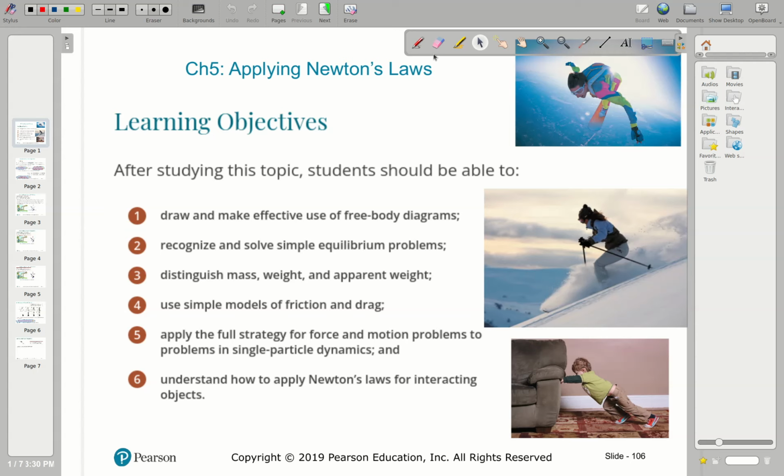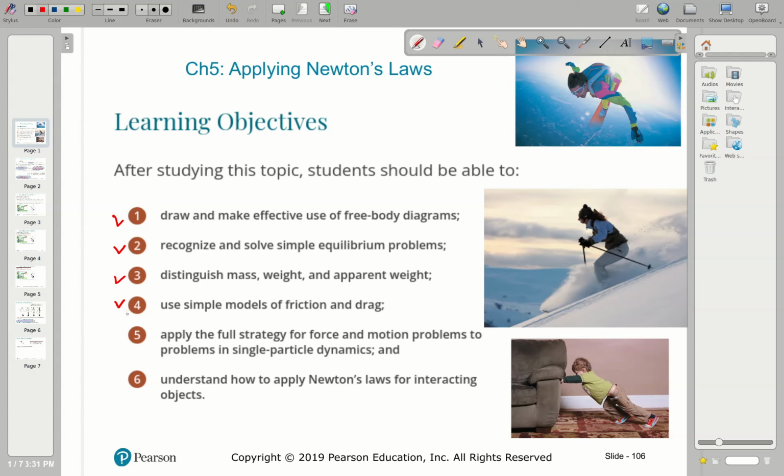Objectives here are: 1. Draw and make effective use of free body diagrams. We already practiced them. We'll draw them, apply them to questions. Recognize and solve simple equilibrium problems. We'll get to what equilibrium is and solve problems. Distinguish mass, weight, and apparent weight. We did touch base on that already, and we'll apply it to problems.